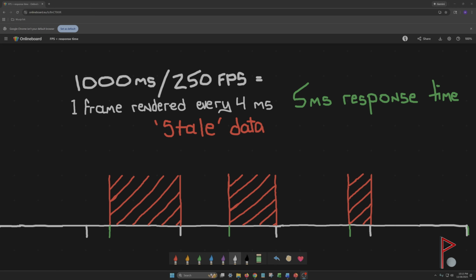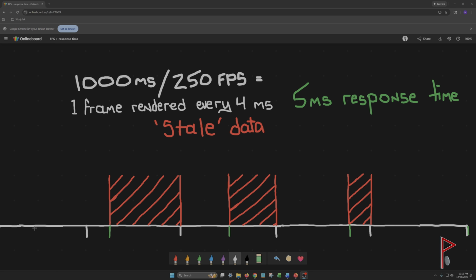So let's take 1000 milliseconds. That'll be our constant because that's how many milliseconds are in a second. We'll divide that by 250 frames per second to get a nice, neat frame rendered every 4 milliseconds. And let's assume a 5 millisecond response time for your mouse click. So if you look at this graph here, the white lines are those 4 milliseconds, 4, 8, 12, and so on. And the green lines are your input response at every 5 milliseconds, 5, 10, 15, etc.